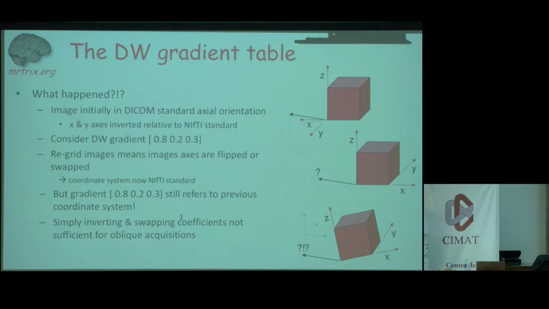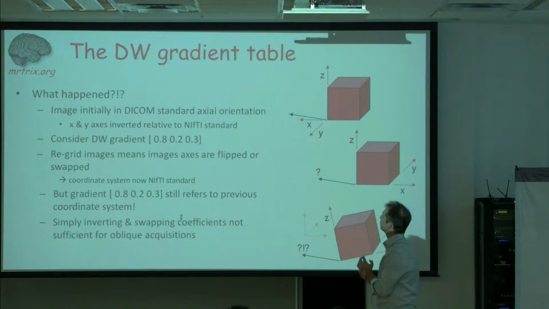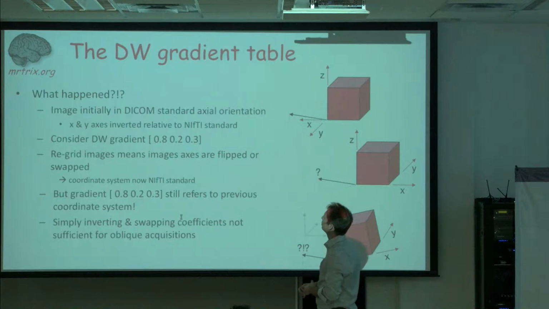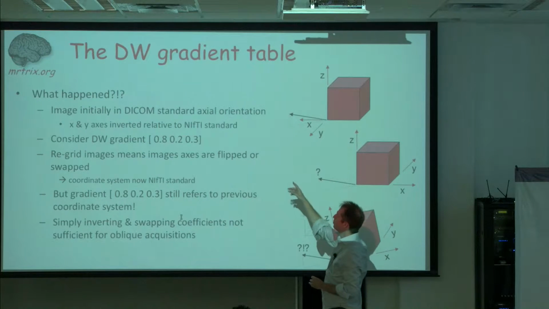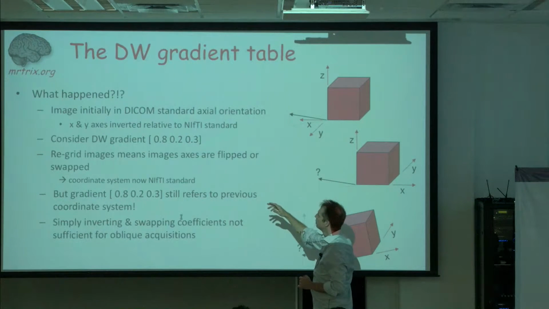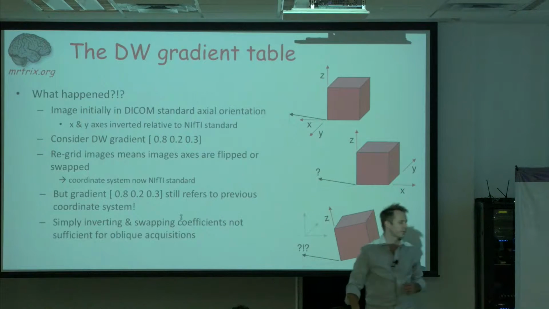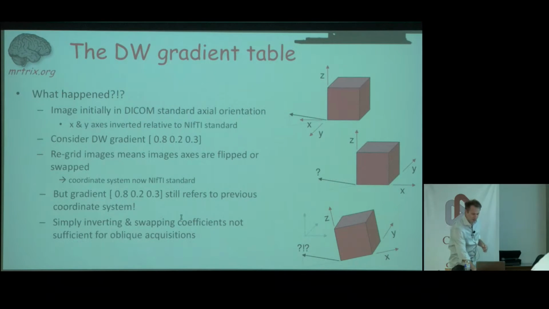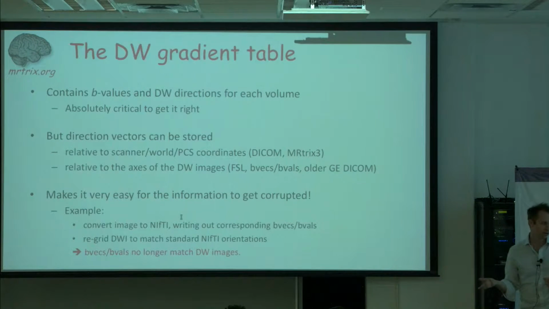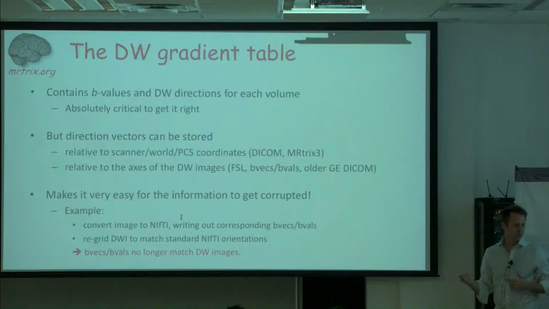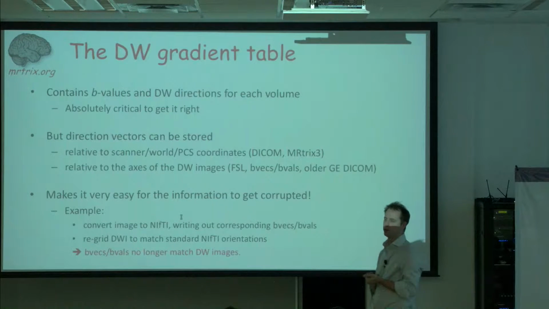Just to have a look at exactly what can happen, I've got these graphics, and it's all quite difficult to deal with. I'm not going to go through this. But anyway, the point is, this is basically saying what I was saying: if you regrid your DWI to a different orientation, the bvecs and bvals can be completely corrupt. If you then have to deal with DICOM data, things can get really, really good fun.